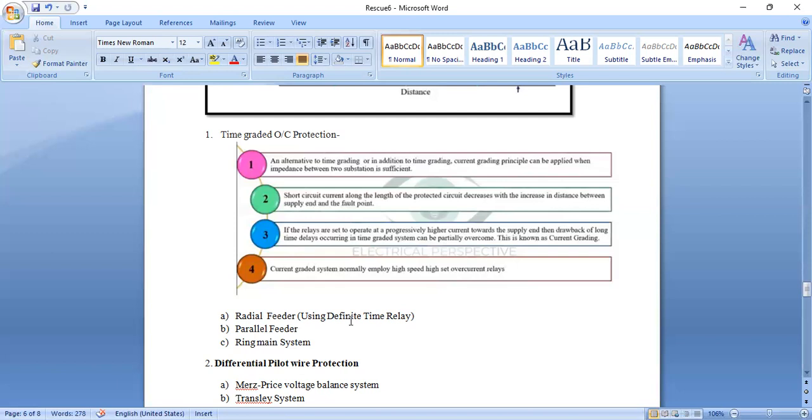In the feeder system, there are three feeder systems: radial feeder system, parallel feeder system, and the ring main feeder system. Basically, these three types of feeder system are classified into the time graded overcurrent system. That means you have to classify this time graded overcurrent system into the radial feeder, parallel feeder, and the ring feeder system.